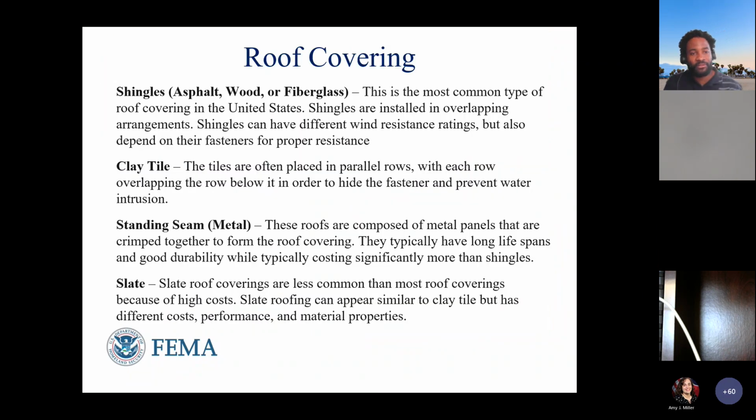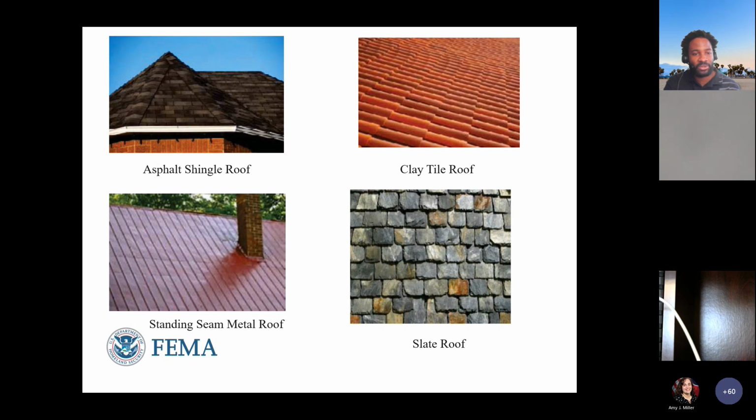Then you have your different roof coverings. So it could be shingles, asphalt, wood, or fiberglass, your clay tile, standing seam metal, your metal roof, or a slate roof. So depending on the roof covering, you have to select one. And it's showing you different examples of an asphalt, clay tile roof, a metal roof, and a slate roof.